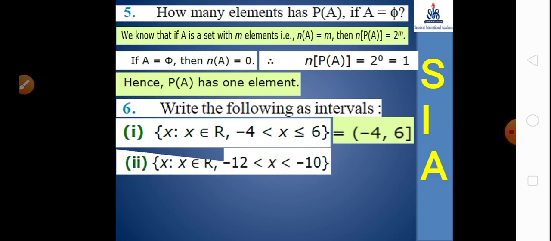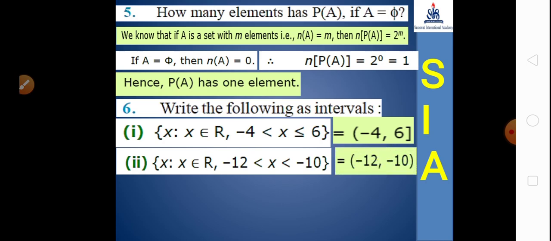Second, here minus 12 less than minus 10. It means minus 12 is not counted and minus 10 is also not counted. So my answer is both in open brackets, minus 12 comma minus 10.